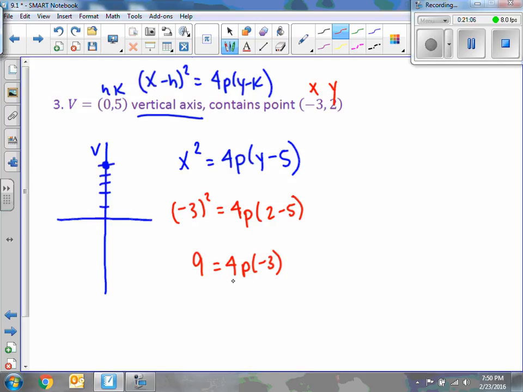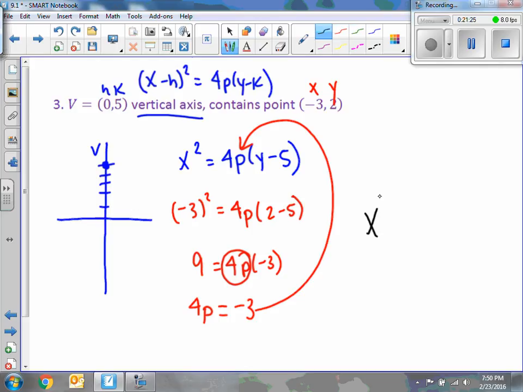Solving for p. Actually, you know what? We don't even need to worry about solving for p, because what we're ultimately trying to find is 4p. So dividing by negative 3, we get that 4p is going to be equal to negative 3. We can then substitute that back in here. And our final answer is x squared equals negative 3 times y minus 5.